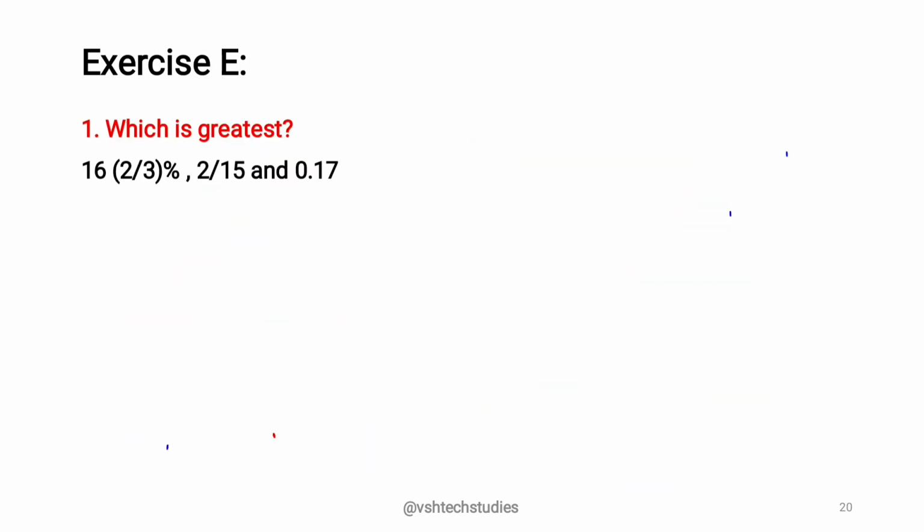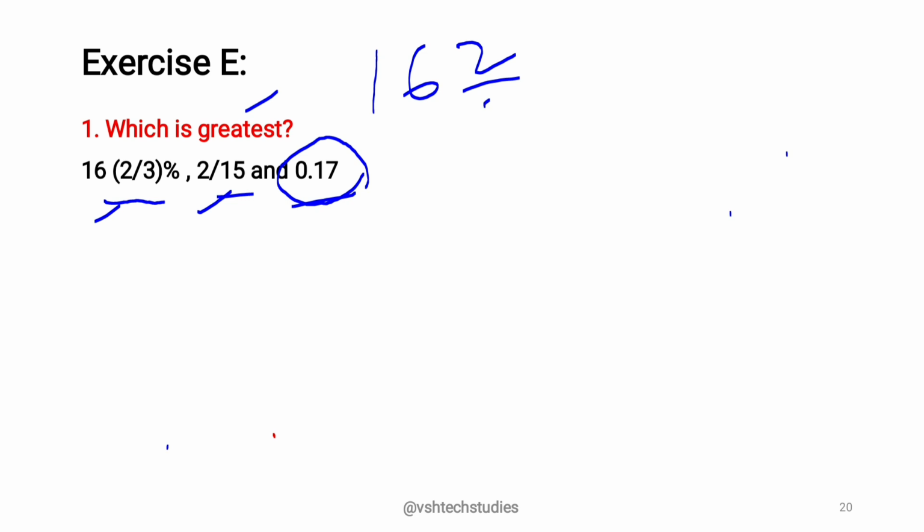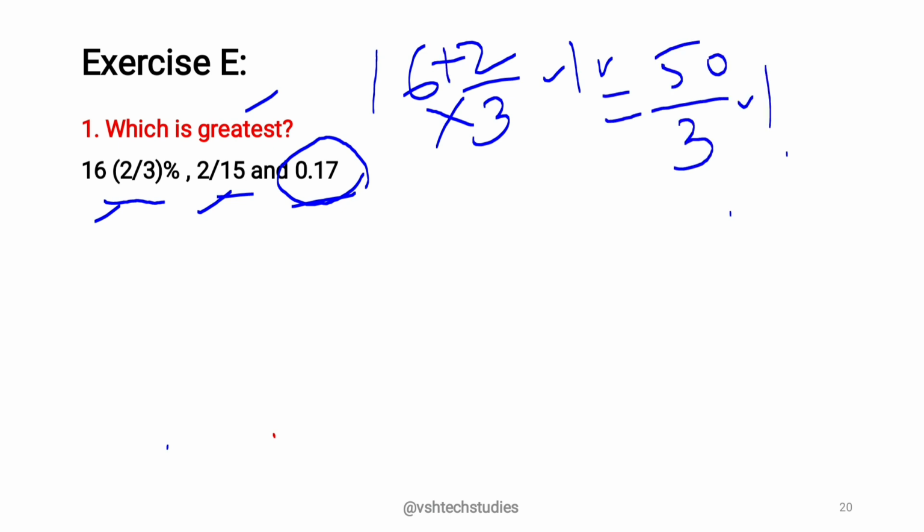At first problem, which is greatest. Here three numbers are given, 16 and 2 by 3%, 2 by 15%, and this is 0.17. So this 0.17 we will keep as it is. This is the decimal number. We'll convert the remaining two to decimal. Taking 16 2 by 3% means, so here 3 into 16 is 48 plus 2 is 50. So this is 50 by 3%.